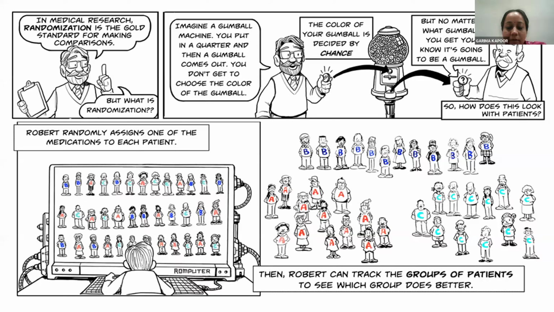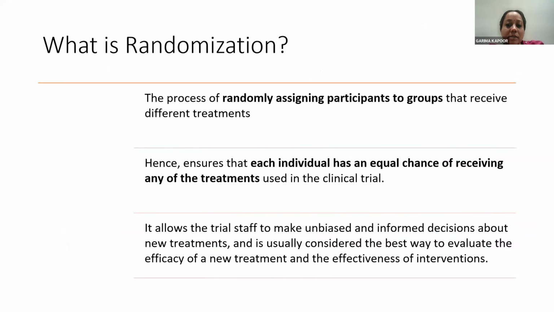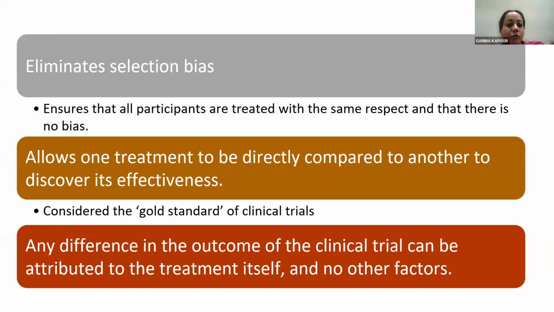So talking about randomization, basically you are randomly assigning participants to groups that receive different treatments, because as Dr. Deepti has said, we want them to have an equal chance of receiving any treatment, and we want to make an unbiased and informed decision so that when we come to a conclusion, it is because of the intervention and nothing else. That is the sole purpose of doing a randomization. So you are eliminating the selection bias and giving everyone equal treatment. And therefore, it is the gold standard, because yes, if you want to get your article published, we know it has to be a randomized trial.